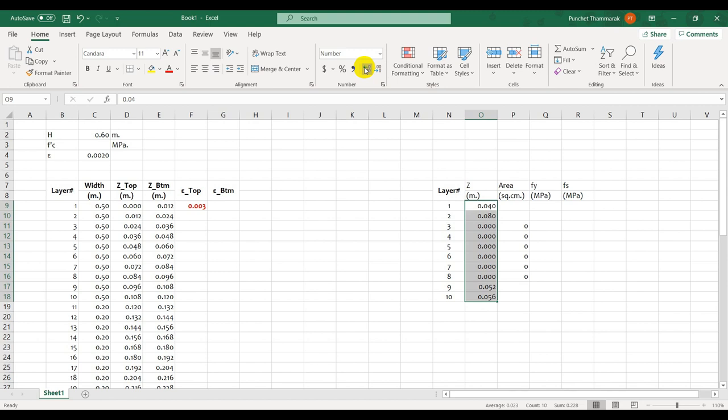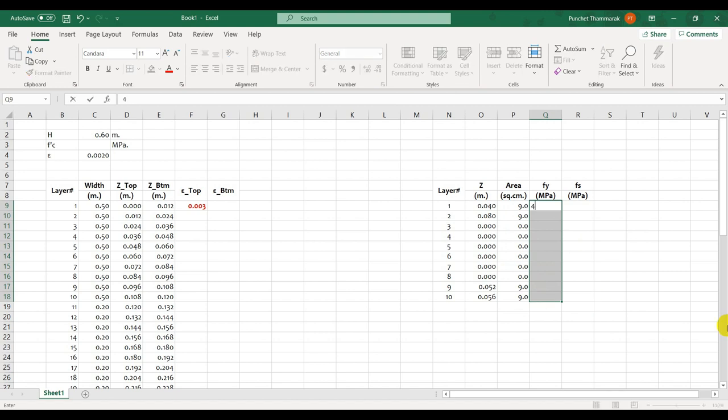If this is not convenient for you, then you change the unit to centimeter. Your choice. So the area, what might this be? Height is 60, the width is 50, and 20. Okay, if it is a DB20, 3.1 square, 6.9, okay, just go with the easy number, 9 square centimeters. FY, well, 400. Just in case if you want to put steel with different FY.